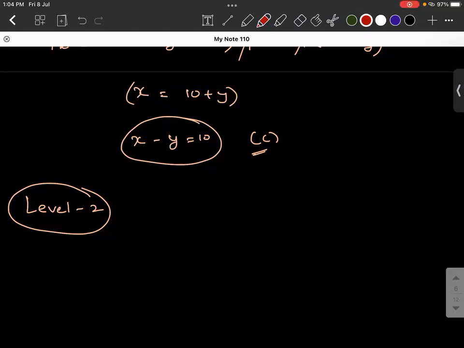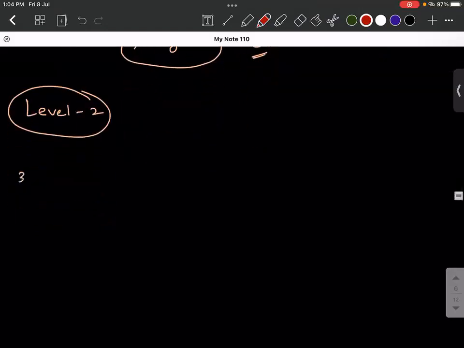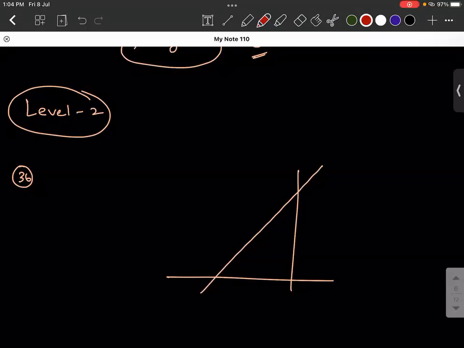Proceed to the next one, level 2. Which of the following equations has the graph shown in the figure? If you see the graph, this point will be 0, 4, and this point will be minus 2, 0. And this point is 1, 6. Is that right? Okay. So 0, 4 and minus 2, 0 should satisfy all the equations.